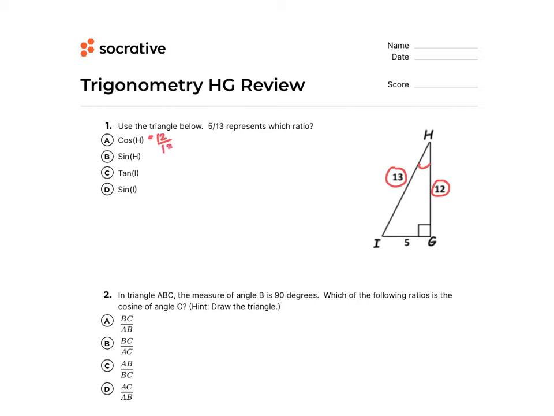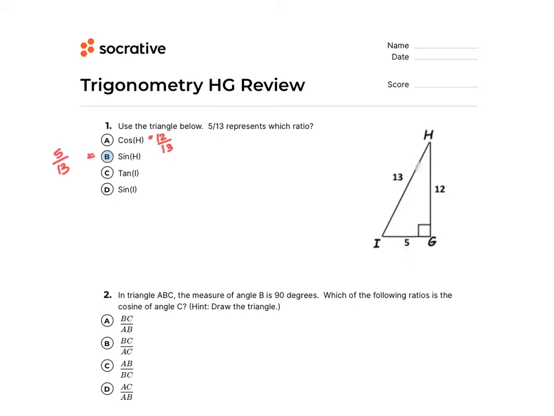So this is 12/13. Now, if I'm looking again at H, but this time I want the sine of H, so the sine is opposite over hypotenuse. The opposite in this case is 5, so that's 5/13, and that's what I want. However, let's go ahead and continue with C and D.